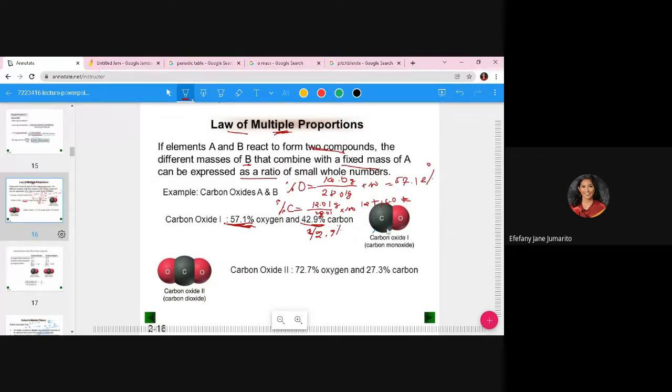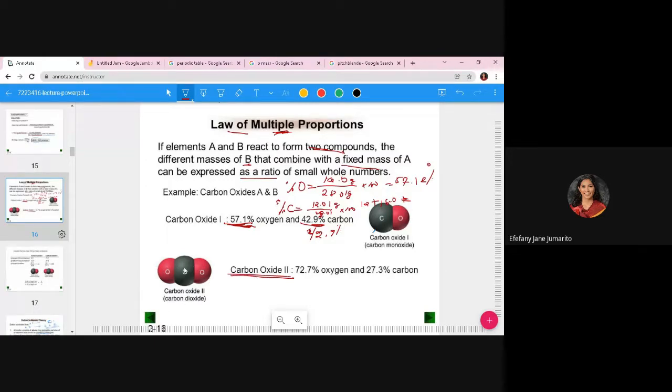If we have this compound, we have carbon and oxygen. So carbon monoxide. Percent oxygen is 57.12%, carbon is 42.9%. Now, what if we go to carbon oxide 2 or carbon dioxide?